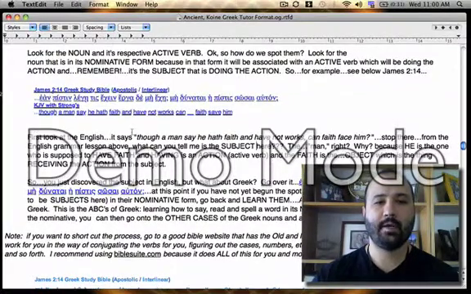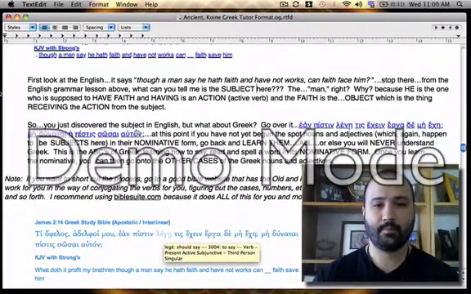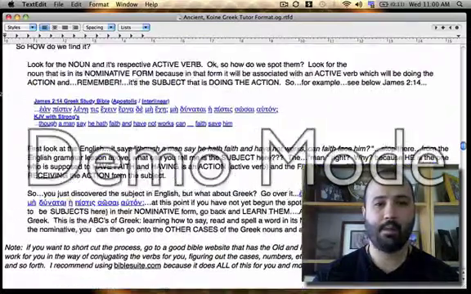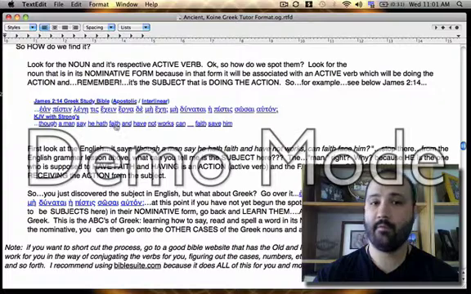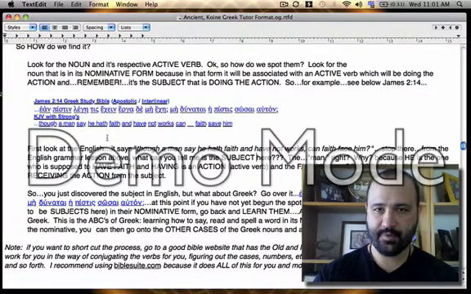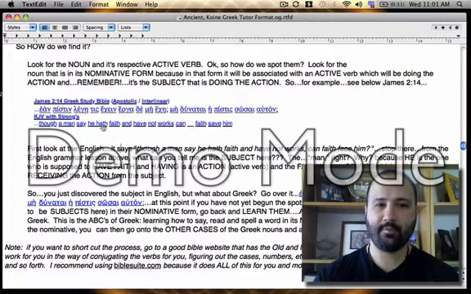So, let's go over our text here. Ean pistin legei tis echein. Now, if you don't understand it yet in Greek, let's go over it in English. Though a man say he hath faith. Oh, he hath faith. He has faith. He's having faith. Claims to have faith. Faith right then and there is what? It is the object. Why? Because it's associated with the verb that's active. And this again belongs to the he, the man.